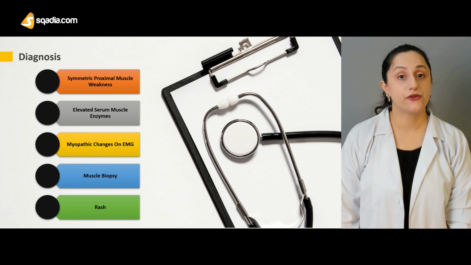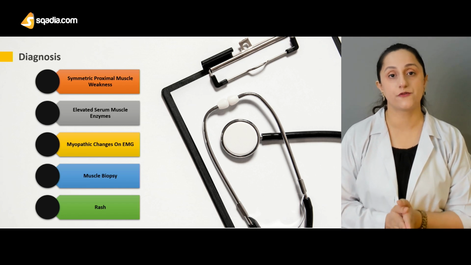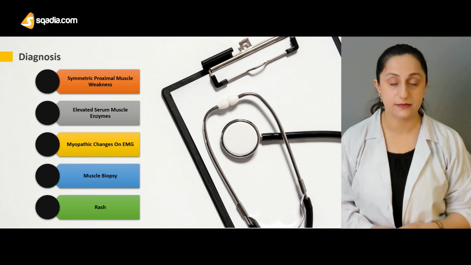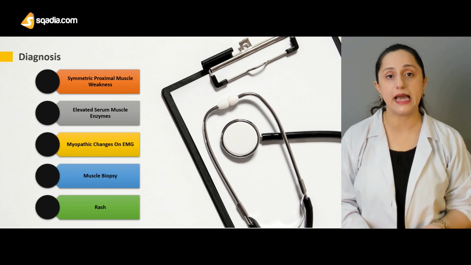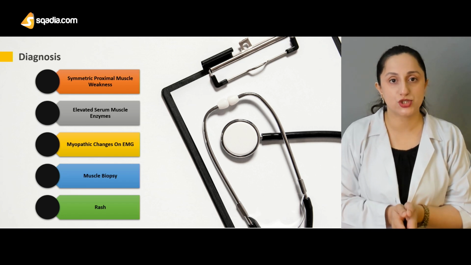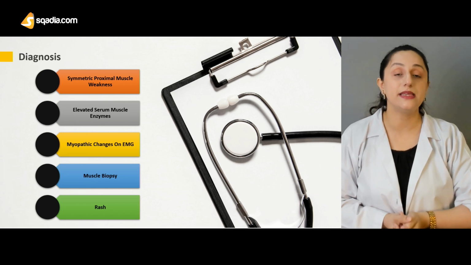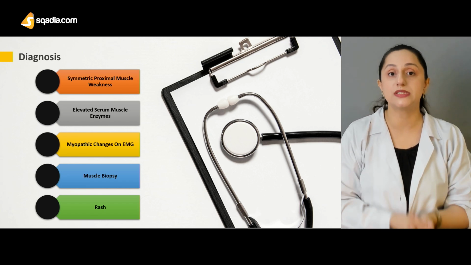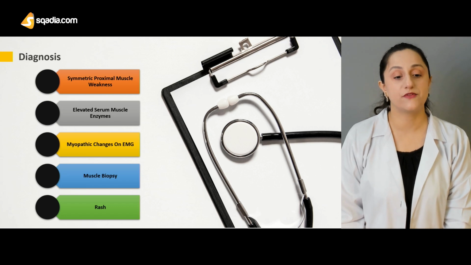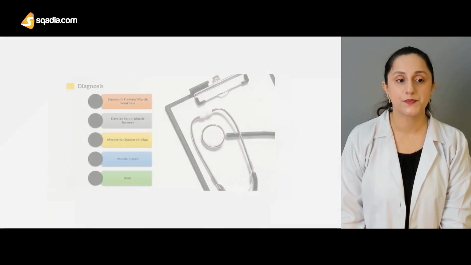Again, a dermatological rash is very suggestive of the fact that the patient is suffering from a variety of dermatomyositis. Usually, as I've already explained, it can even be an overlapping picture. But again, if there are cutaneous manifestations, it's more suggestive of the fact that the patient is suffering from dermatomyositis rather than polymyositis.